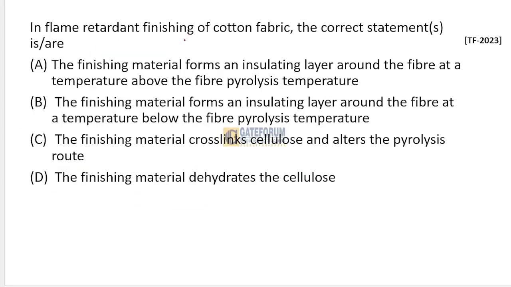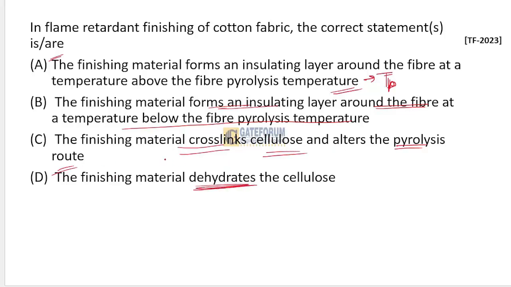Now coming to the next question, it says that in a flame retardant finishing of cotton, the correct statement is or are: the finishing material forms an insulating layer around the fiber at a temperature above the fiber pyrolysis temperature, this is pyrolysis temperature Tp; the finishing material forms an insulating layer around the fiber at a temperature below the fiber pyrolysis temperature; the finishing material cross-links cellulose and alters the pyrolysis route; and the finishing materials dehydrate the cellulose.